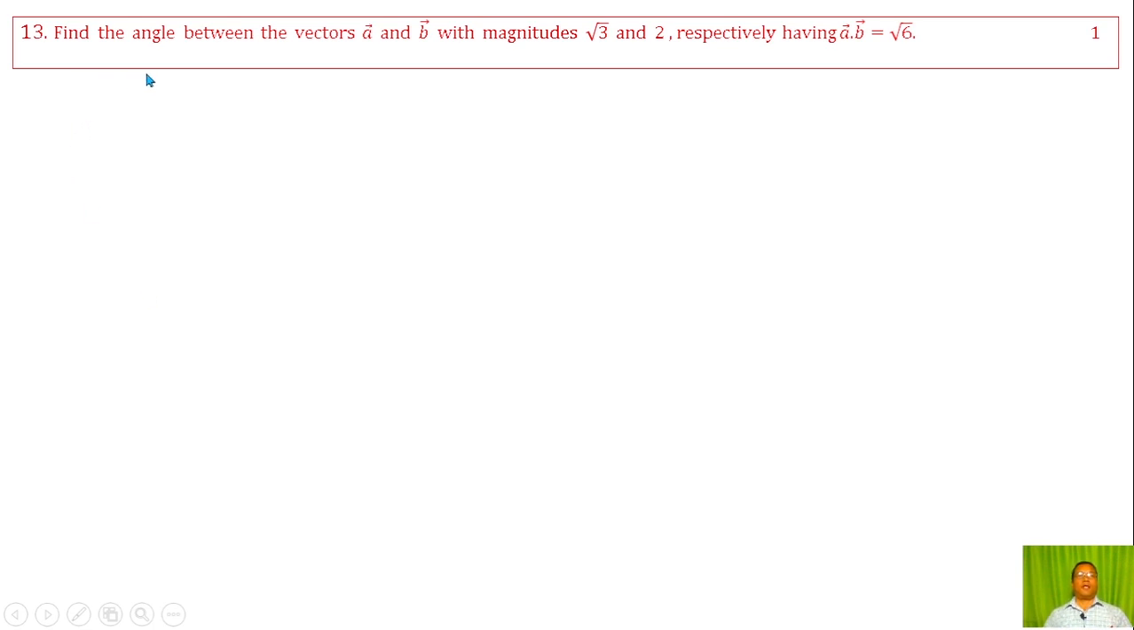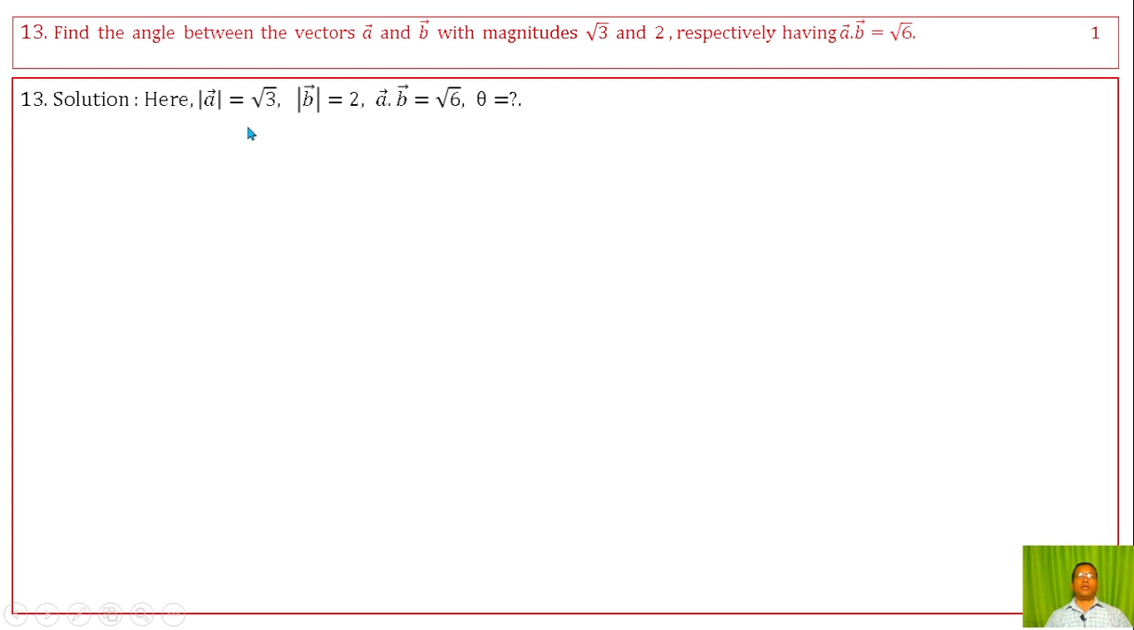Question 13. Find the angle between the vectors a and b with magnitudes √3 and 2 respectively, having a dot b equal to root 6. Here magnitude of a is √3, magnitude of b is 2, and a dot b is root 6. We use a dot b equal to magnitude of a into magnitude of b into cos theta. Substituting the values, we have cos theta equal to 1 by √2, which gives theta equal to pi by 4.